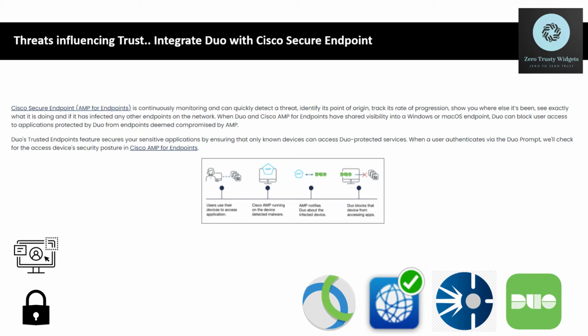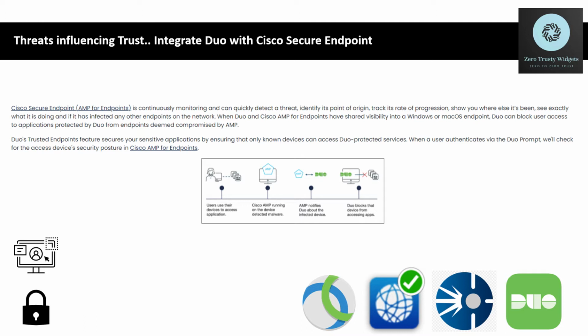When Duo and Cisco AMP for Endpoints or Cisco Secure Endpoint have shared visibility into Windows or macOS endpoints, Duo can block user access to the application protected by Duo from endpoints deemed as compromised by AMP. Duo's Trusted Endpoint feature secures your sensitive applications by ensuring that only known devices can access Duo protected services.